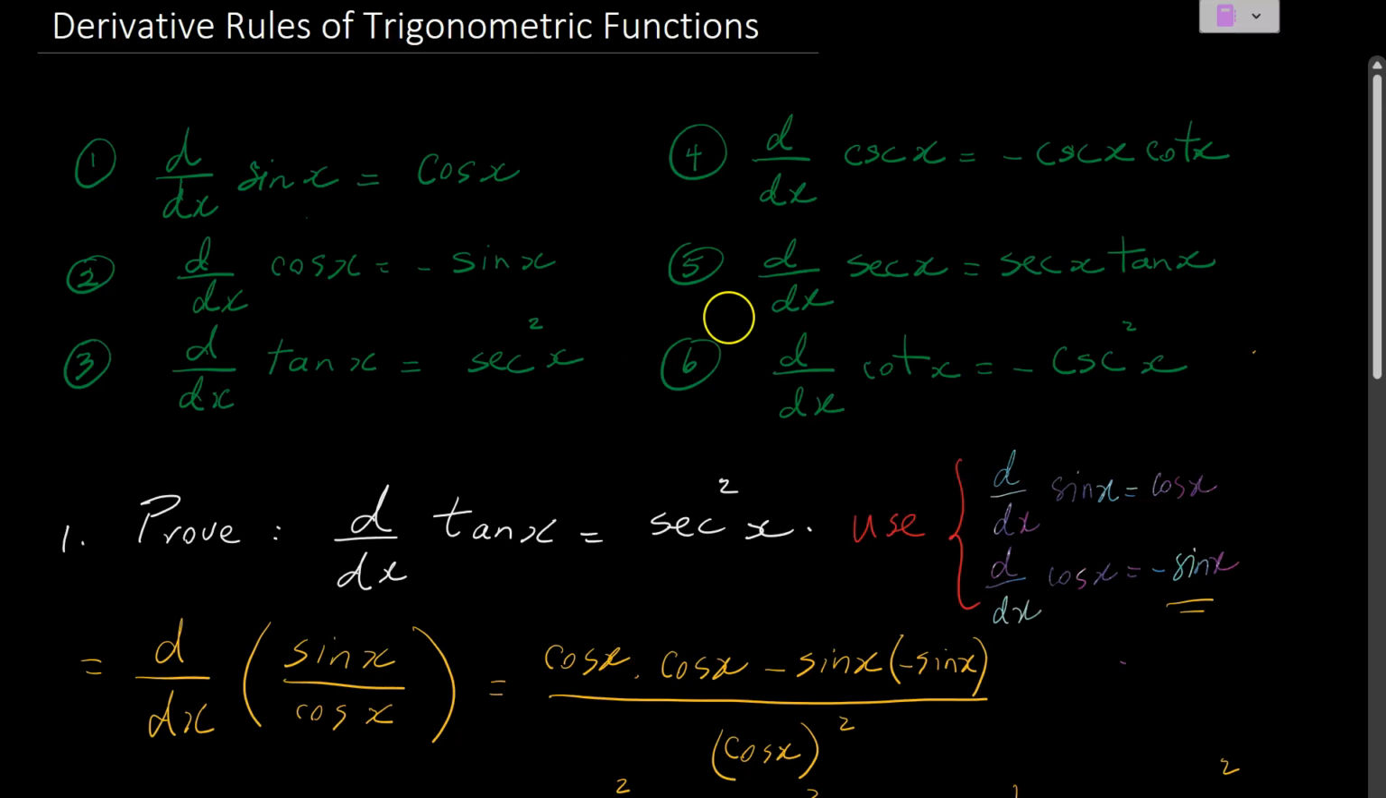Out of the 6, we used number 3 and number 6, but you can actually go ahead and prove number 4 and 5 as well. They're very easy. The same concept applies as long as you change everything to sine and cosine, and then you go through the product rule or the quotient rule easily.